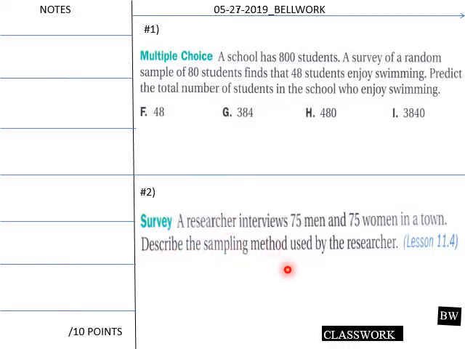Describe the sampling method, students. A survey of 800 random students. Predict the total number of students in the school who enjoy swimming. So we have that situation. Give your students 5-6 minutes for this, teachers.